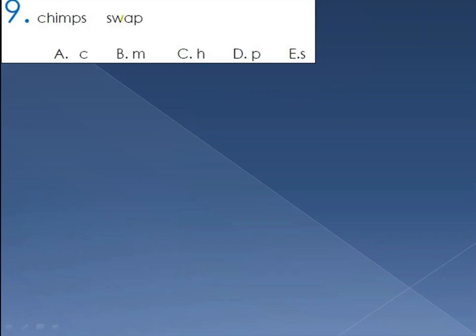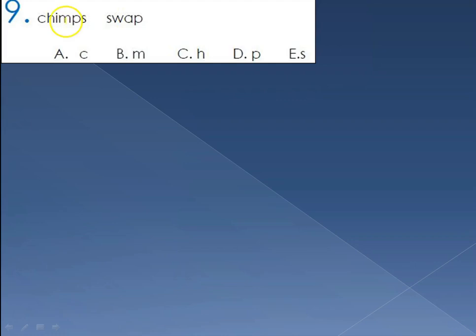Number 9 is chimps and swap. Looking at the word, what are the options? So I isn't even an option, so it's C, M, H, P and S. What letter could we move here to make a new word? If you take away the C, it'd be himps. No. H wouldn't make sense without the H. P wouldn't make sense either.